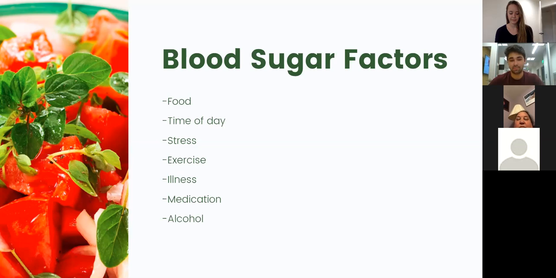Medication, variable from person to person or from medication to medication, but one big thing that will cause high blood sugars are steroids. So if you're ever prescribed steroids for something, there's a good chance that they're gonna bump up your blood sugars a considerable amount. And your doctor should be pretty conscious of this when they're actually giving you or prescribing them. And then finally, alcohol.